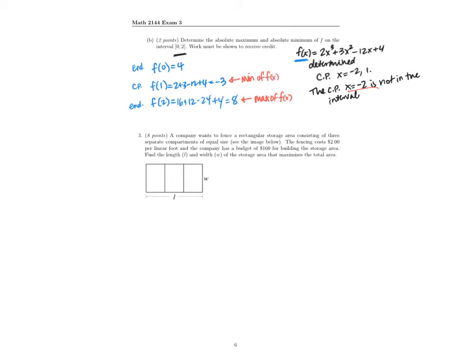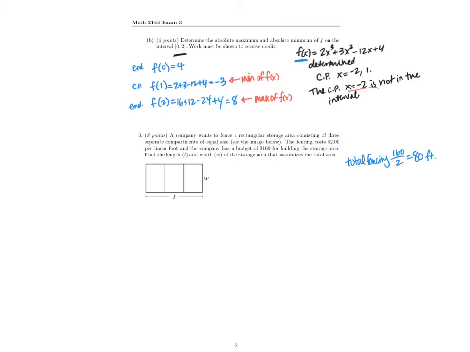For the next one, I want to build a rectangular storage area consisting of 3 separate compartments. The fencing costs $2 per linear foot, and my budget is $160. So if it costs $2 a linear foot and my budget is $160, I know that the total amount of fencing is 160 divided by 2, which is 80 feet of fencing is what I can do here.